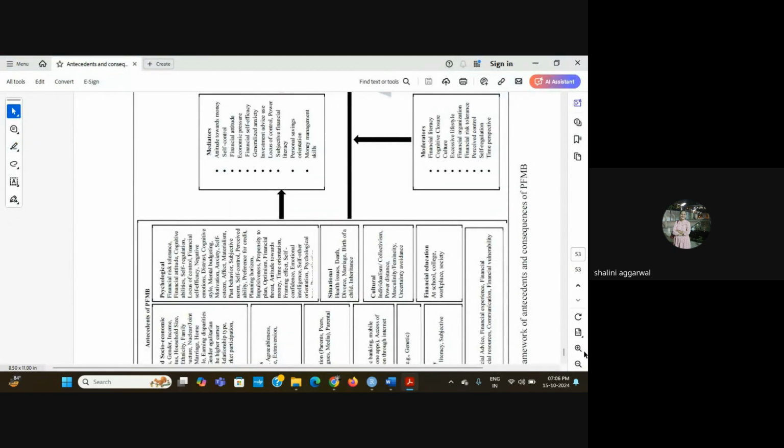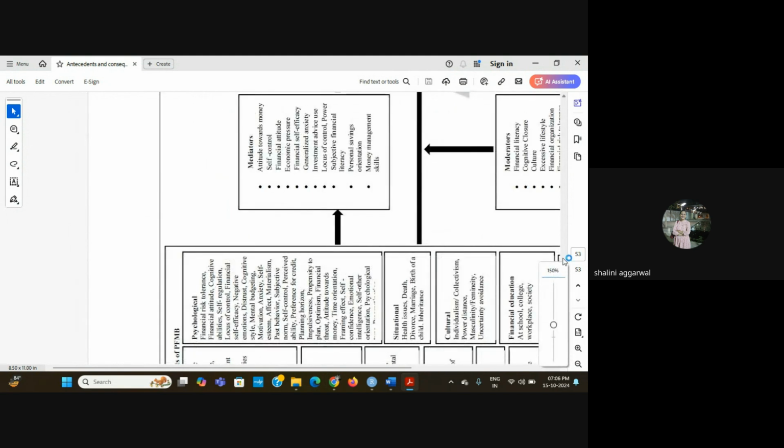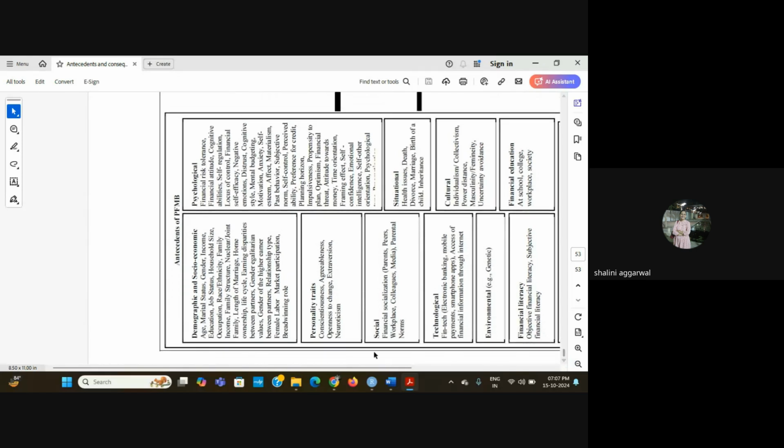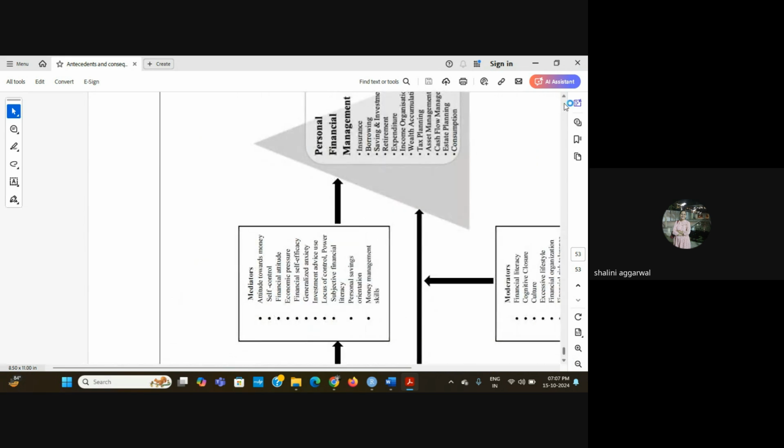So this is another way of making an ADO model. What this person has done is, look at this, he has taken this as the antecedent. This paper is on personal financial management, and in it he has designed an ADO model that is a little different from what I have explored. The model that I showed you yesterday was made by me. That is my way of making the ADO model.